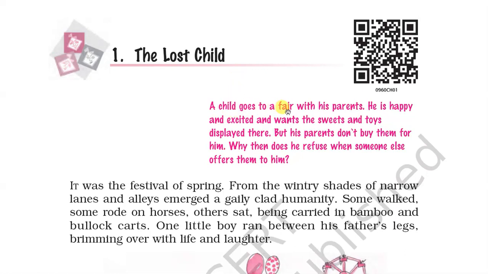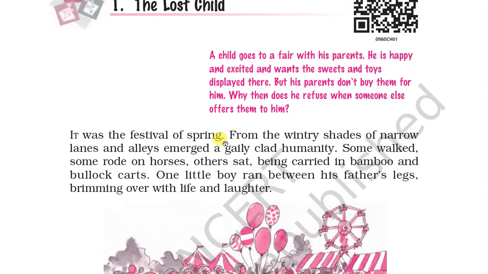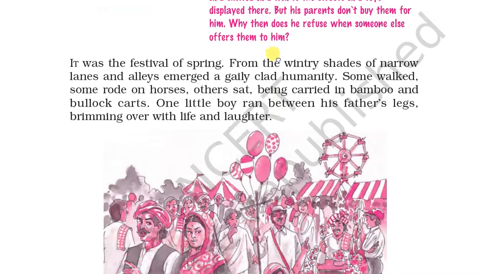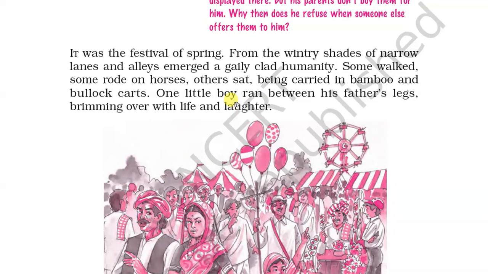A child goes to a fair with his parents. He is happy and excited and wants the sweets and toys displayed there, but his parents don't buy them for him. Why then does he refuse when someone else offers them to him? Before he got lost, he was asking his parents for everything displayed in the fair, like sweets and toys. But when he got lost, then he started to refuse everything.